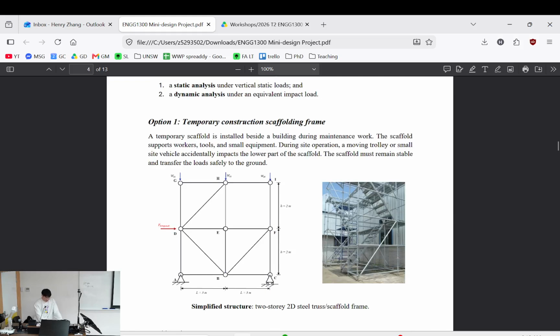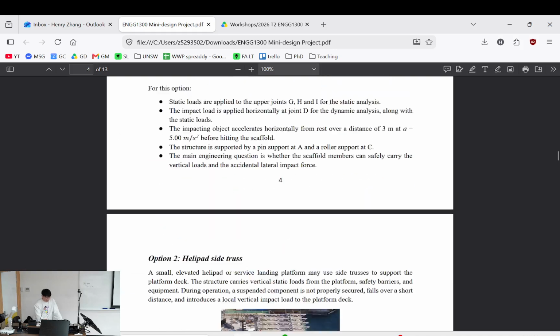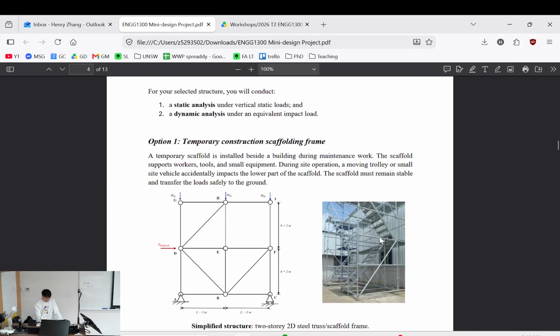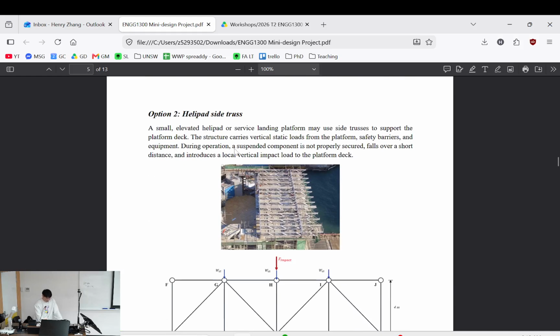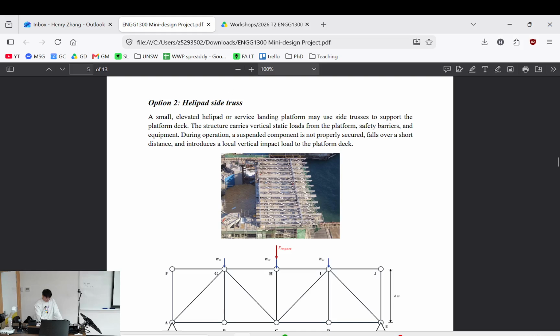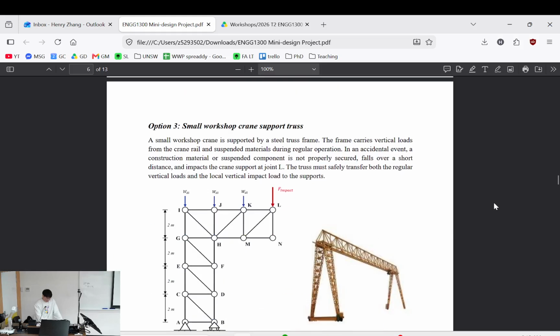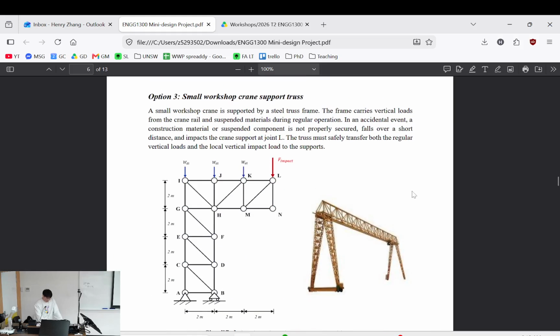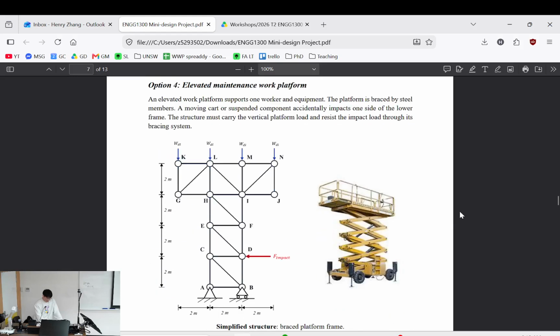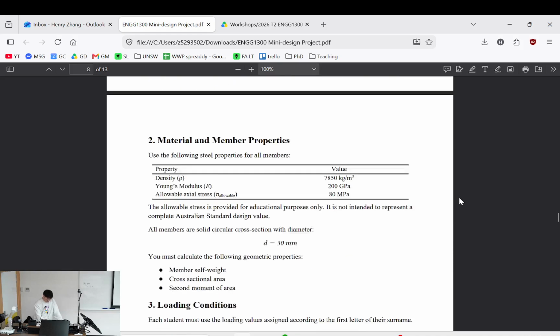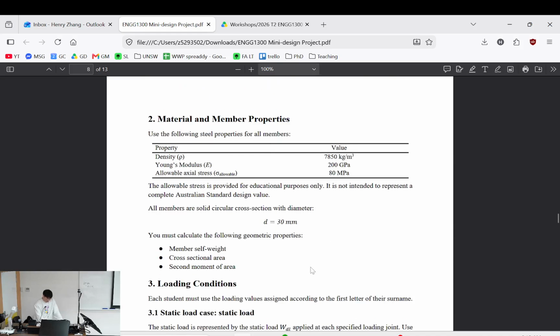And then when you scroll down, you can see that there's going to be 4 options that you can choose between. So option 1, some kind of scaffolding system. Option 2, some kind of plane truss for a helipad or whatever. Option 3 is a small crane of some sort. Option 4 is an elevator work platform. And yeah, they give you a bunch of material properties to work with.